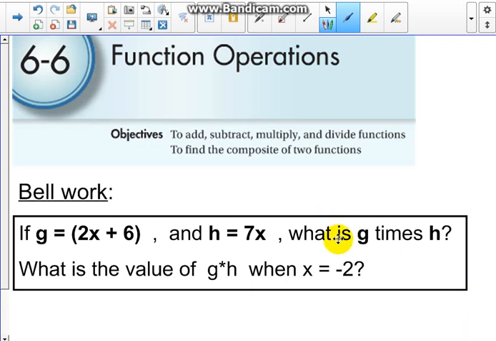Hello, we are in Algebra 2 on Chapter 6, Section 6, Function Operations. Very quickly, I'm going to go over our objectives today, which are to add, subtract, multiply, and divide functions, and also to find the composite of two functions.